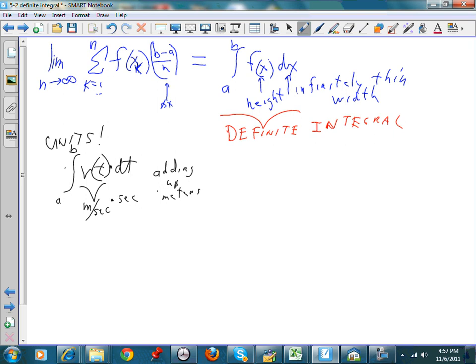Adding up meters, and essentially I'm calculating distance as long as velocity is always positive. This would be distance traveled, okay?